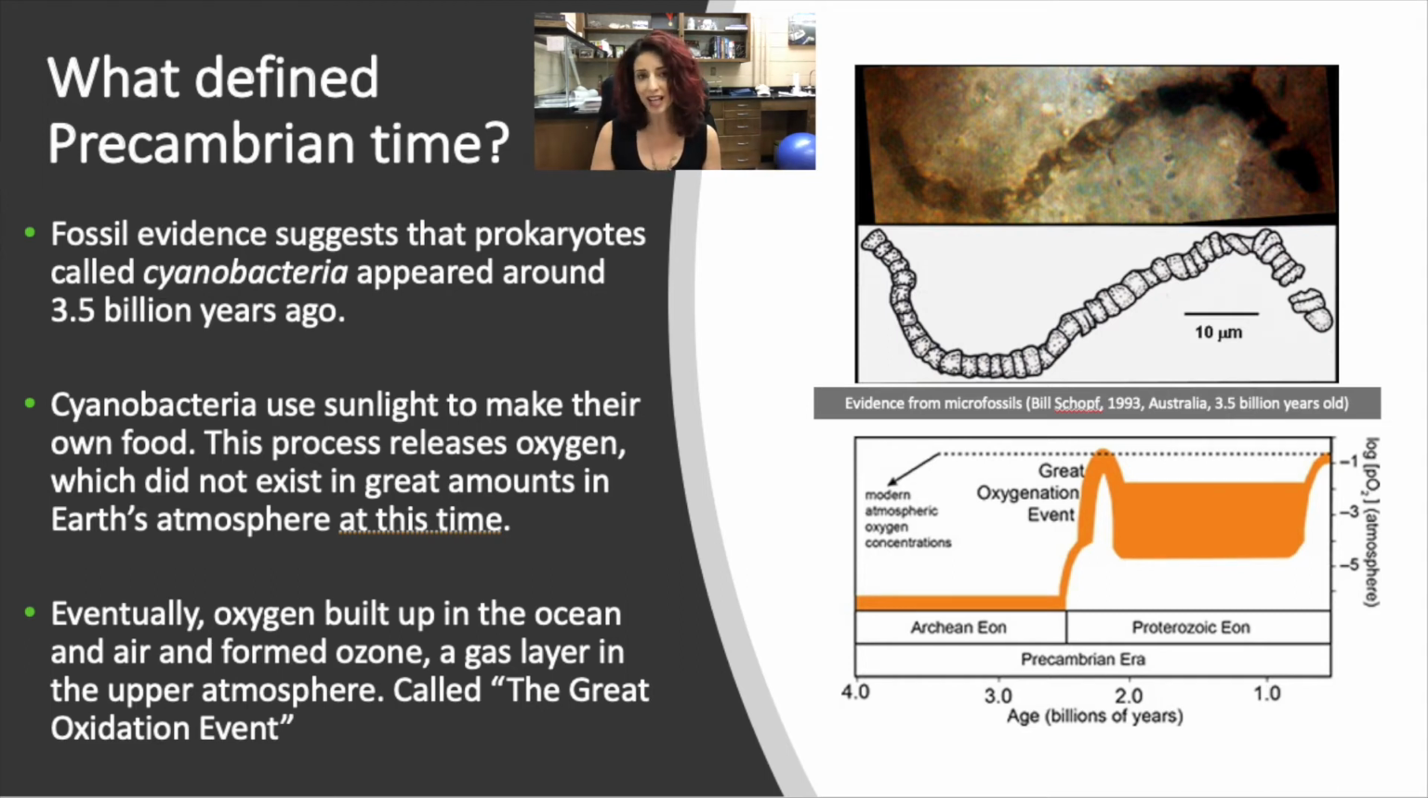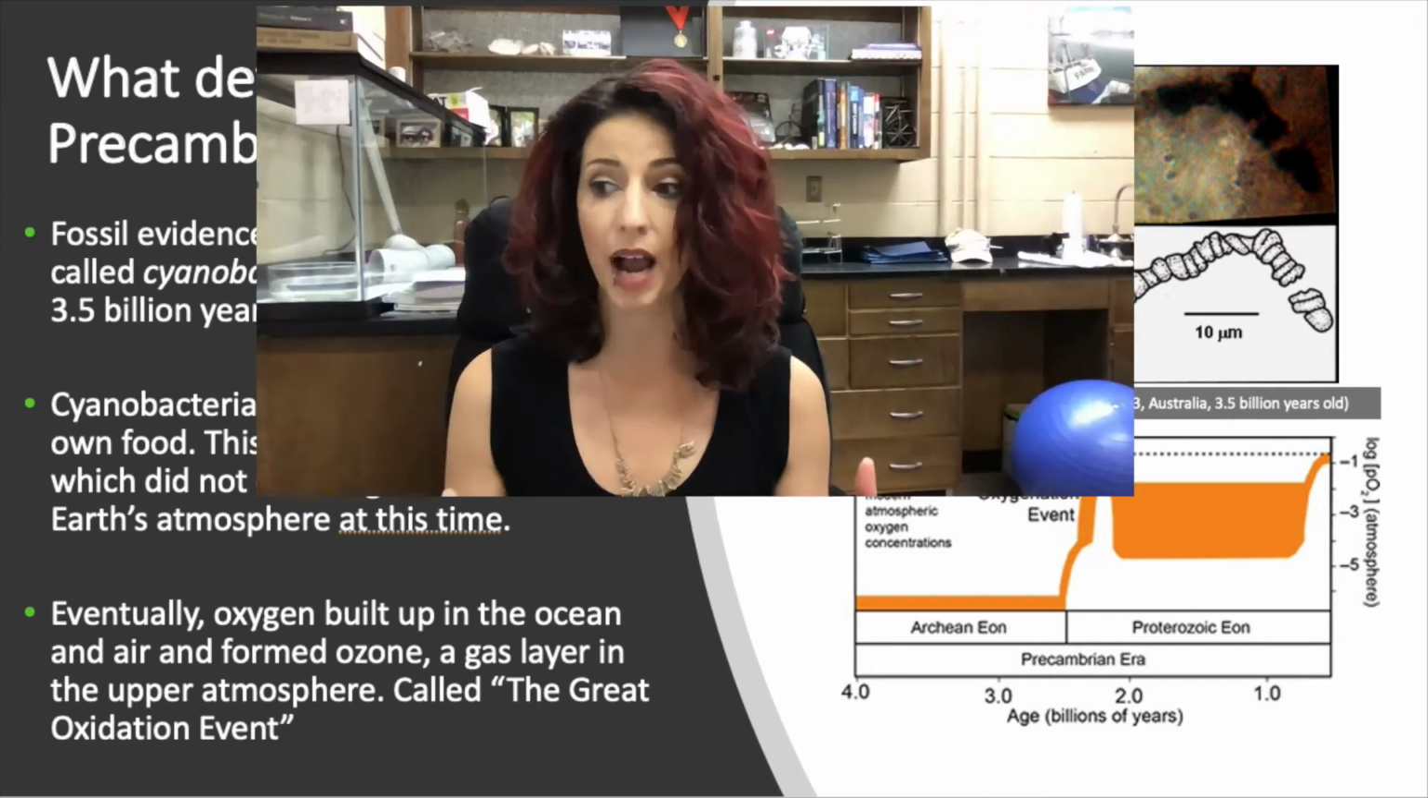So eventually oxygen built up enough in the air to form the ozone layer. This ozone layer helps to protect all of life on Earth's surface from damaging UV radiation. It's concentrated in the upper atmosphere. And again, this is called the Great Oxidation Event.